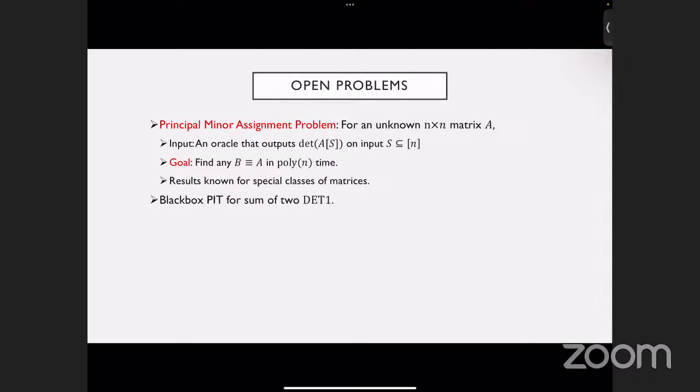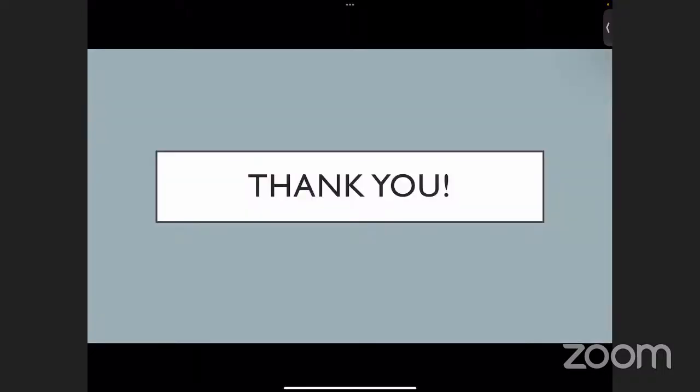In this work we gave a white box PIT for the sum of two polynomials from this class state one. A related question could be to give a black box PIT for the sum of two polynomials from class state one. And now we can generalize this PIT problem and take the sum of some constant many polynomials from this class and ask whether the sum is 0 or not. So these are the related open problems. Thank you.